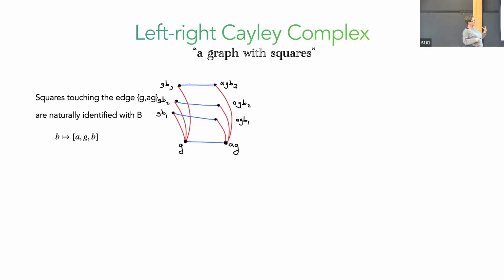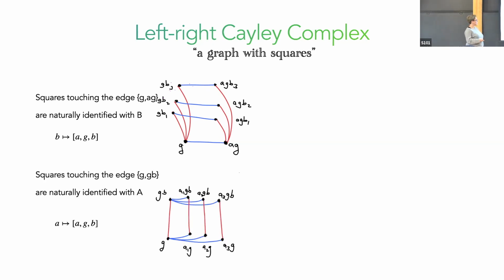What I mean to say here is that I have a natural bijection between capital B and the set of squares touching an A edge. And symmetrically, if you start with a B edge from G to G times B, then you look at all the A elements in capital A, and you get a similar thing. You get a bijection between the set capital A and all the squares that touch this edge.